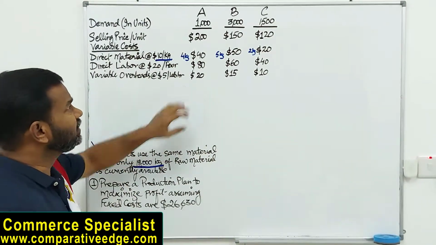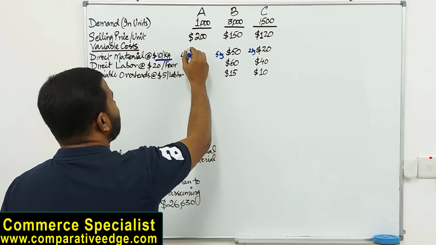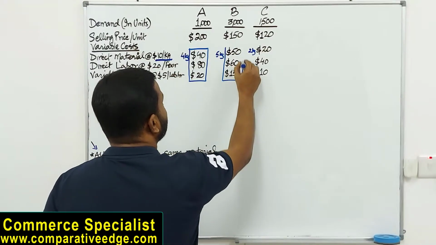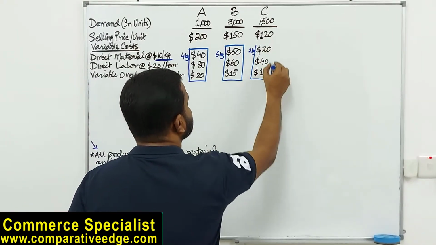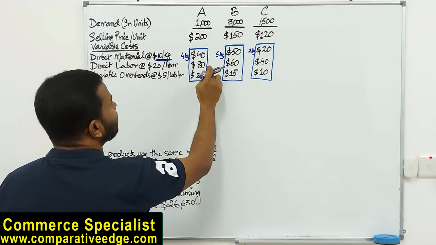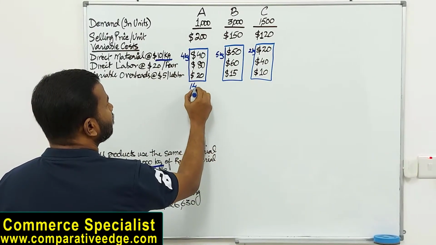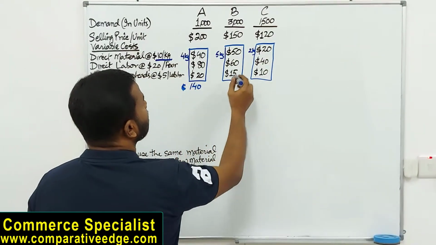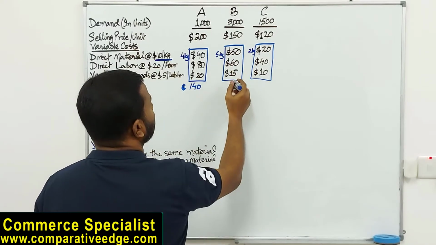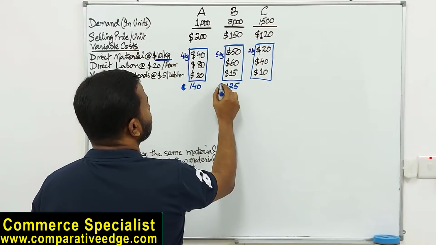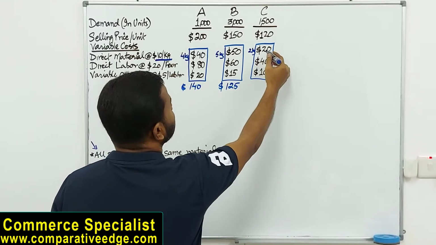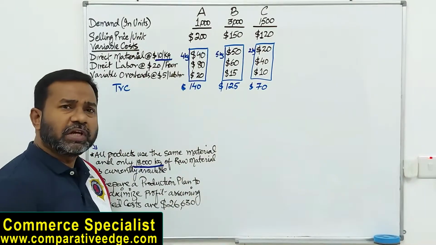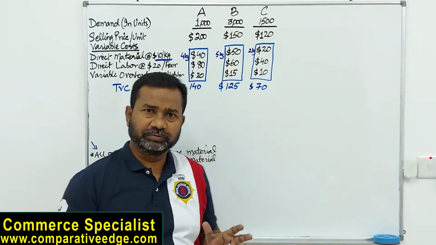The very first step is I'm going to add all the variable cost. I'm going to add all this. So if I add this, it becomes 140. This is my total variable cost, 140. If I add this, 110, 125. And if I add this, how much is it? 70. So first step is you add all the variable cost.